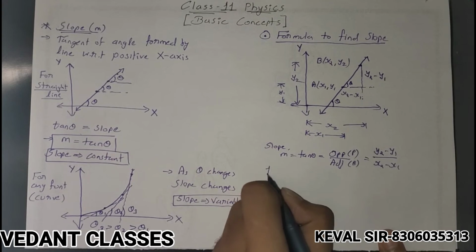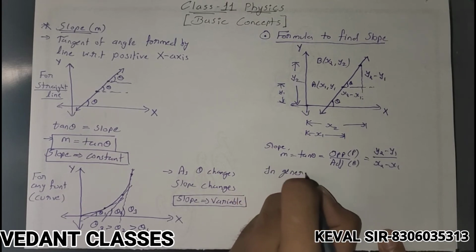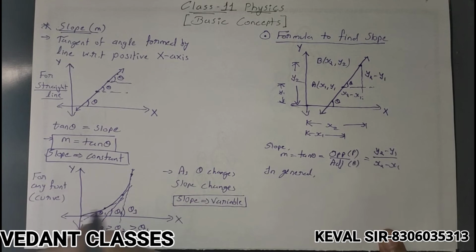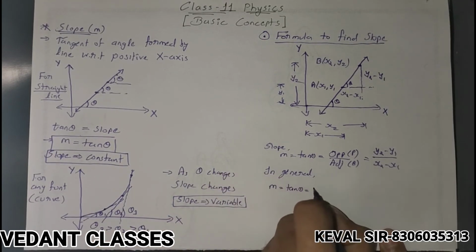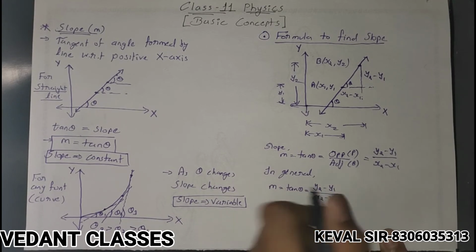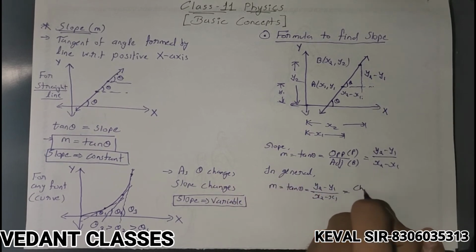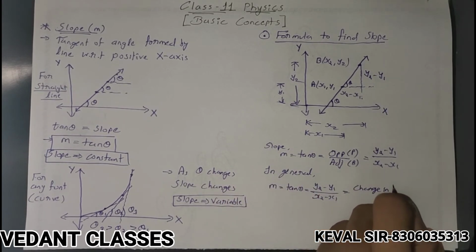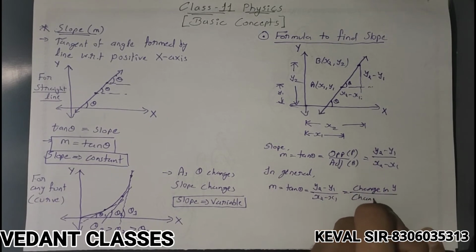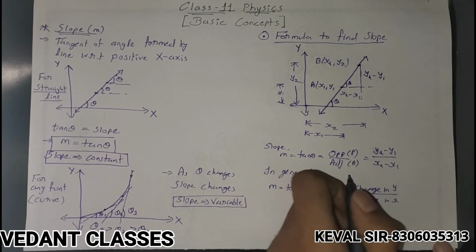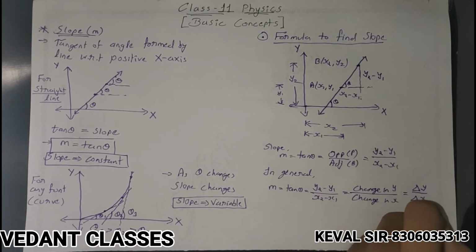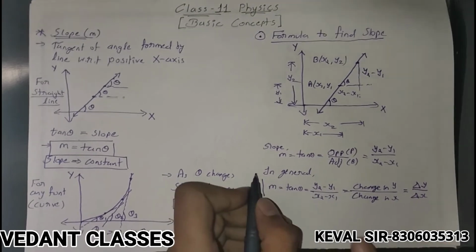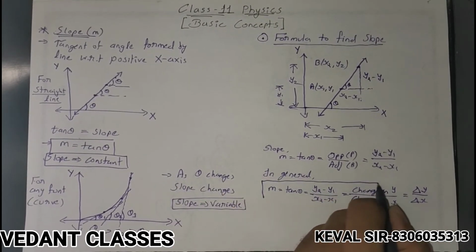So in general you can say that m is equal to tan theta, which is equal to y2 minus y1 upon x2 minus x1. What is y2 minus y1? You can call it change in y upon change in x, and using symbols you can write it like this, delta y by delta x. So in general you can remember this concept of slope like this.